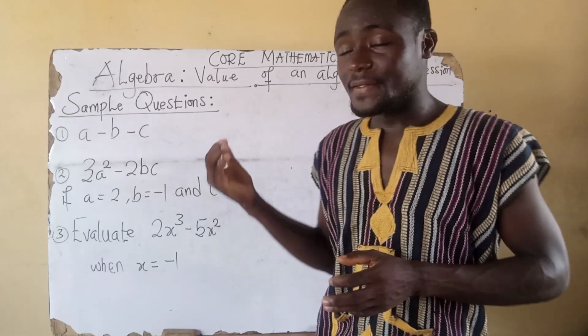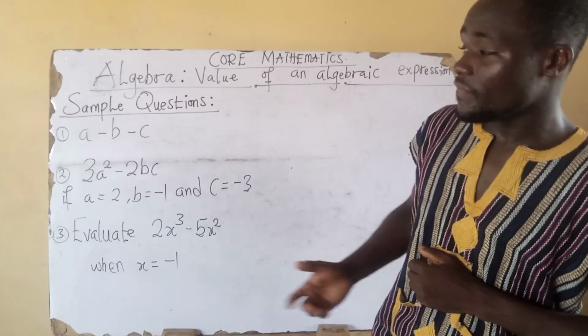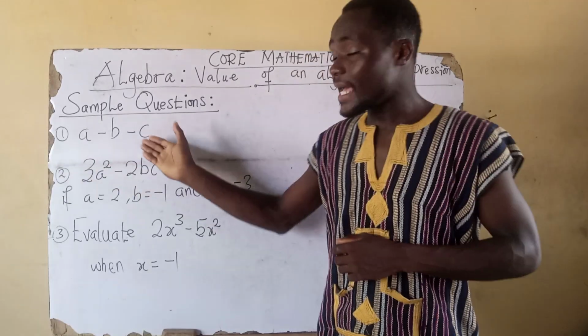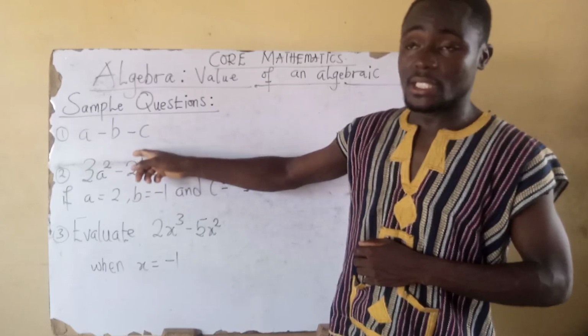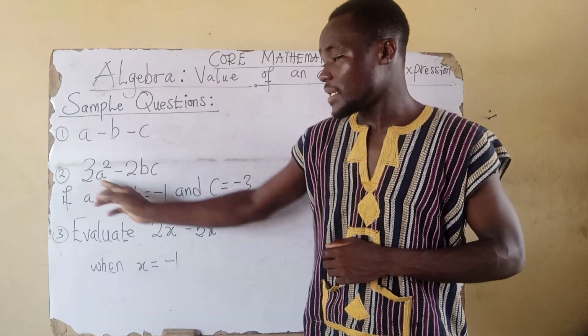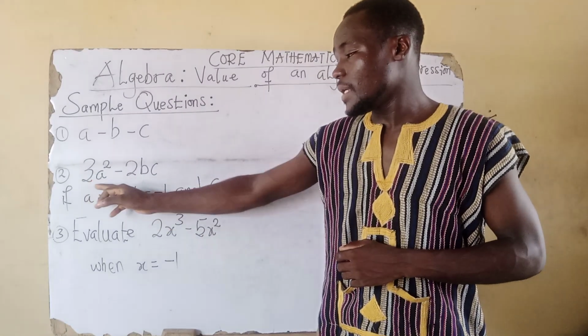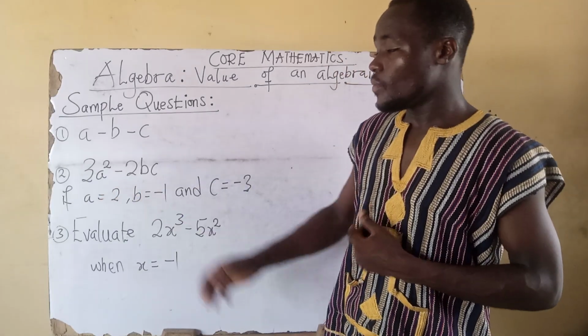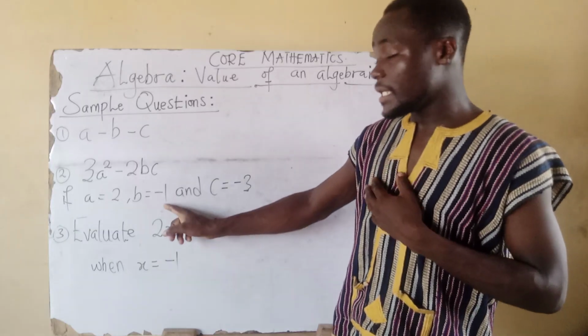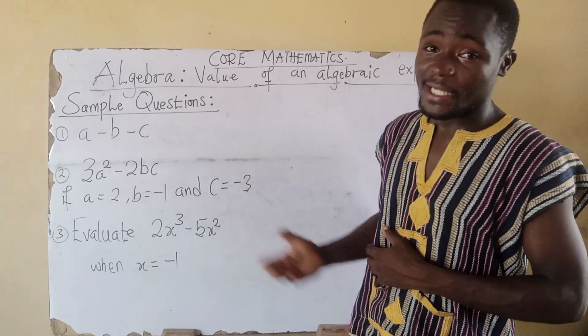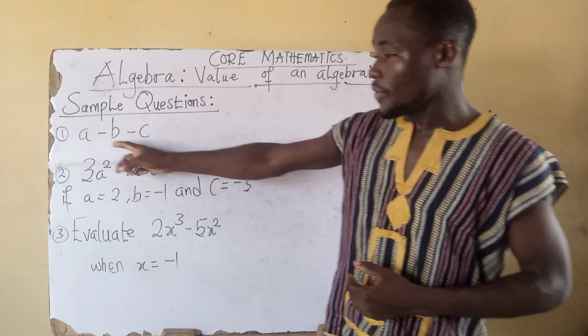Very good. So let's start with the procedure. Question number one says we've been asked to find the value of a minus b minus c. And question number two says that we should find the value of this expression, 3a squared minus 2bc, whereby the value of a had been given as 2, the value of b is -1, and the value of c is -3.